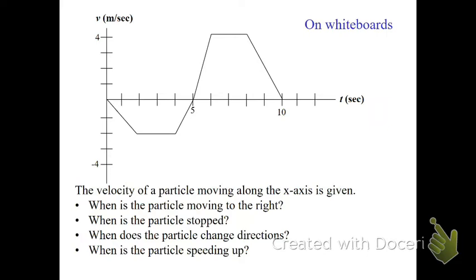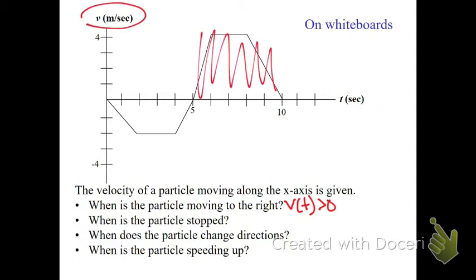All right, so remember, particles moving to the right when velocity is positive. That's the justification for that. Which means since this is velocity, velocity is positive everywhere up here. All of that is above 0. So the answer to that one would be from 5 to 10.